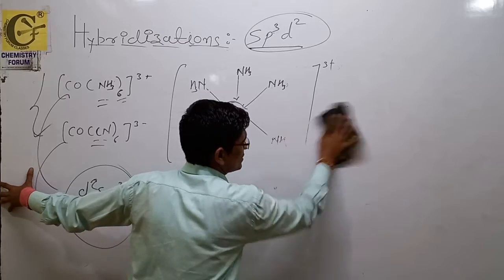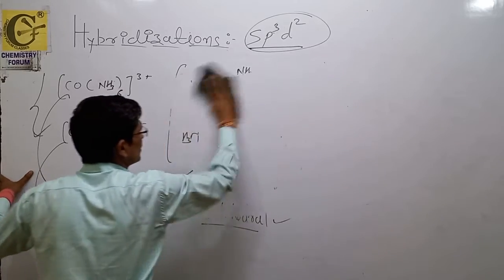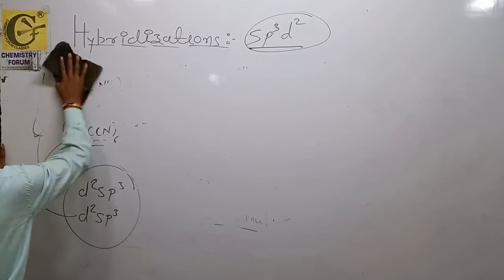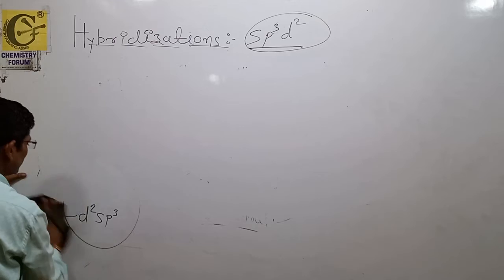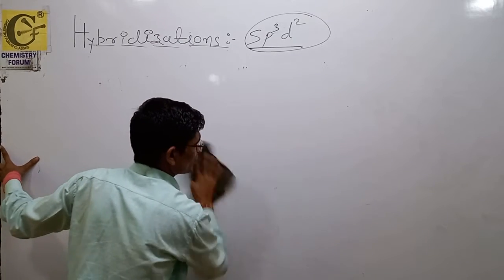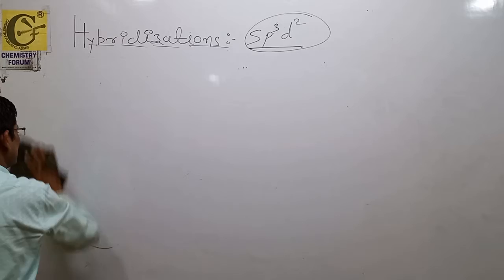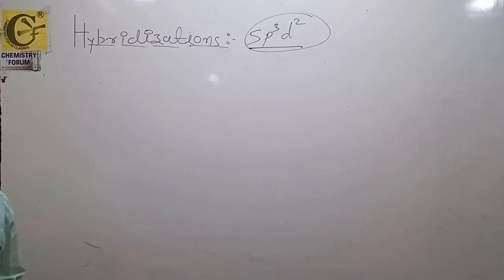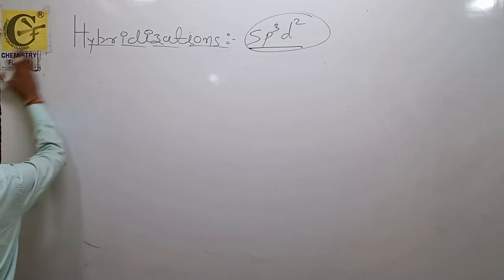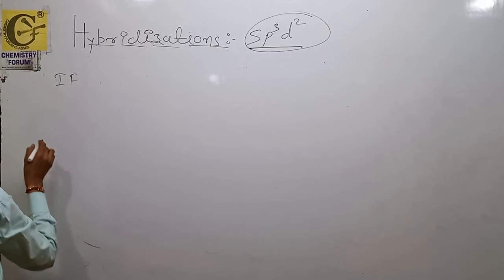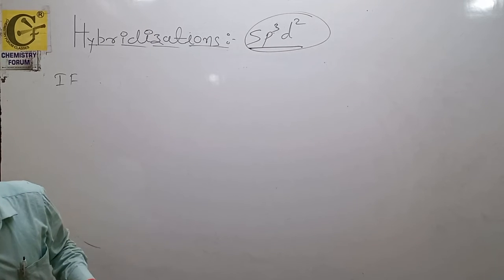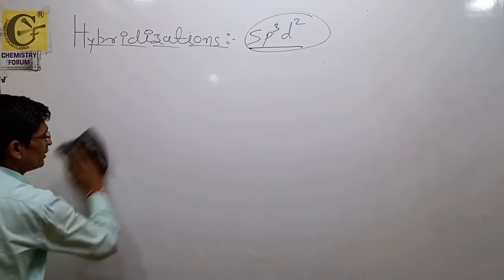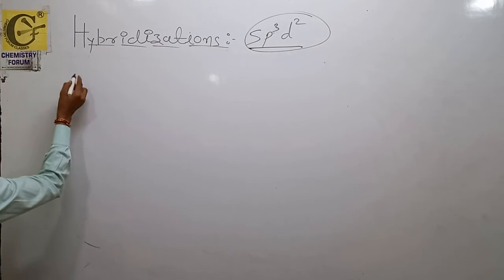In continuation we are discussing the next example IF5, ICl5 and BrF5. So in this type of example, the halogen atom is the central atom. Halogen atom is the central atom. So we are discussing the next example, that is IF5, BrF5 and ICl5.